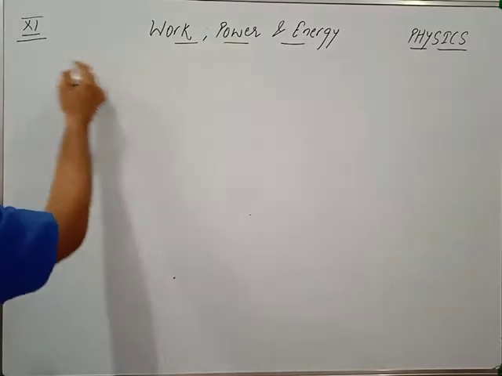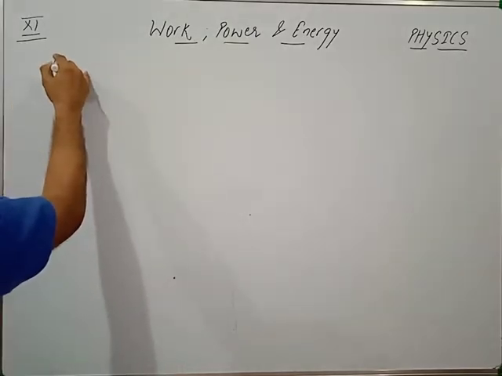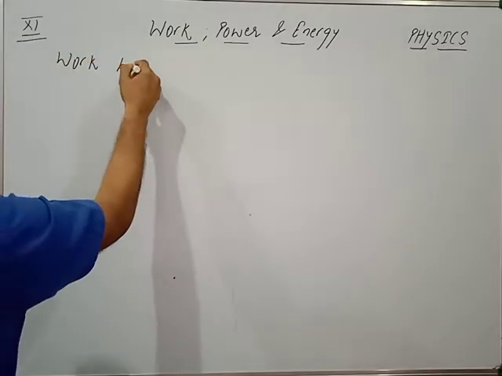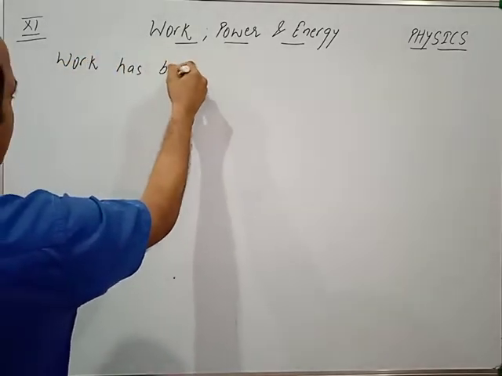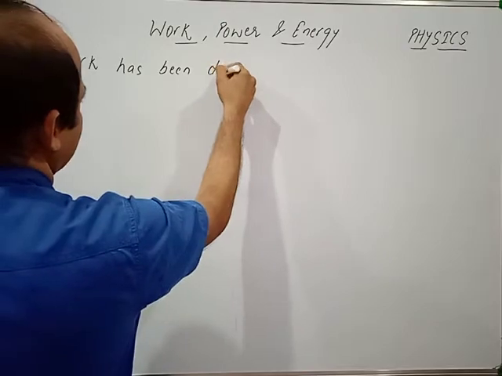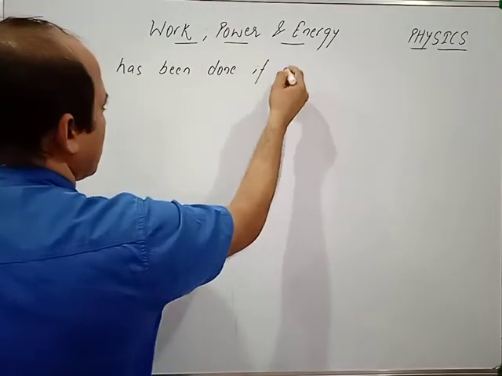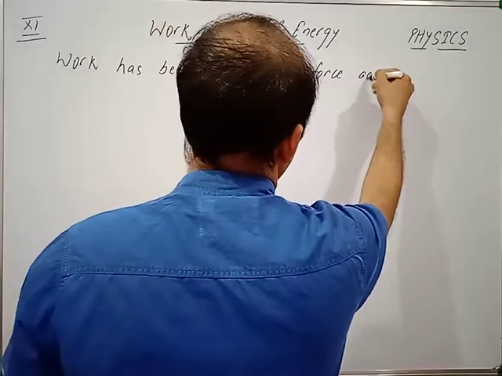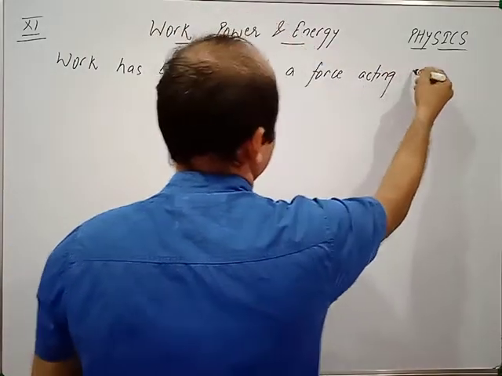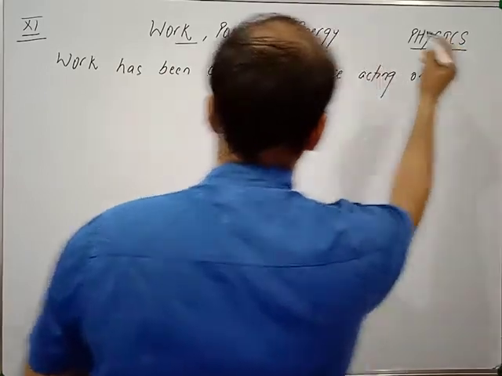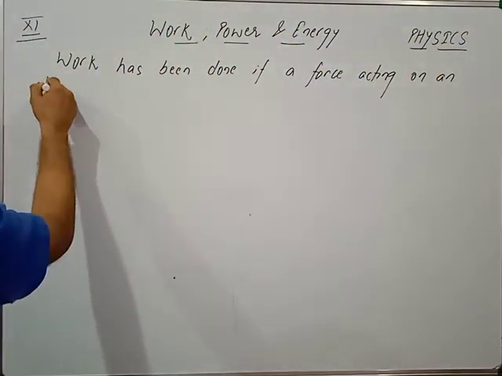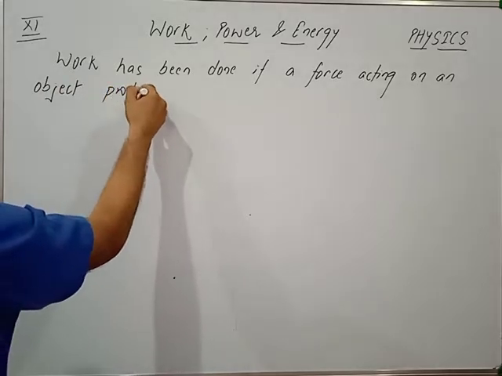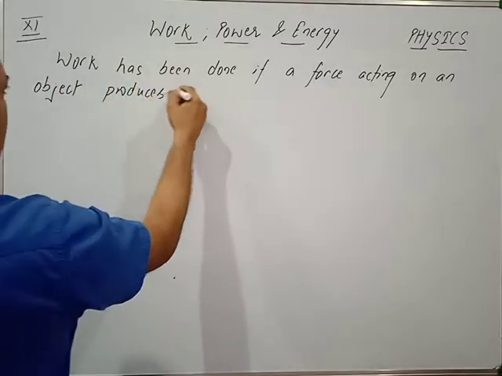When do we say a work has been done? We say work has been done if there are two conditions required. Work has been done if a force acting on an object produces a finite displacement. If the displacement is zero, no work is done.